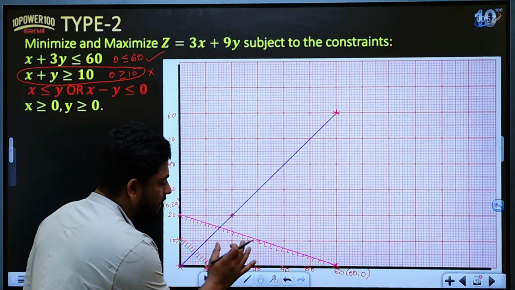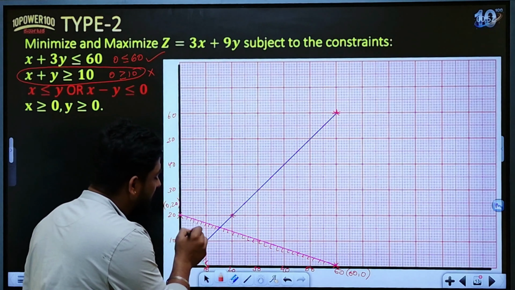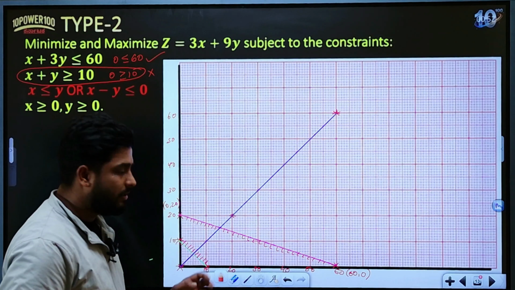So if I mark this side, this will be the region. If I mark this side, this will be the region. So now, we are in a dilemma. What we have to do is consider that equation. So what is the equation we have got? X minus y less than or equal to 0.